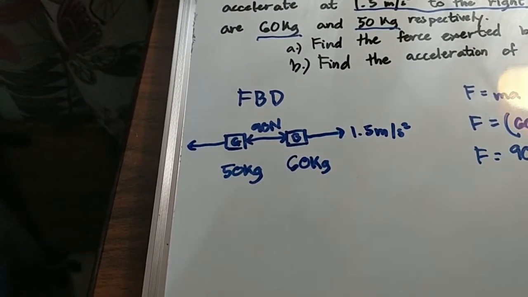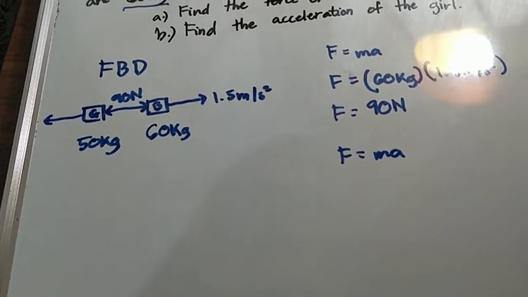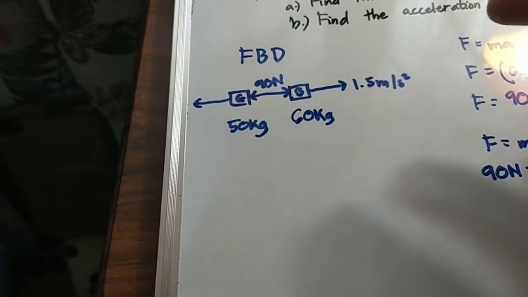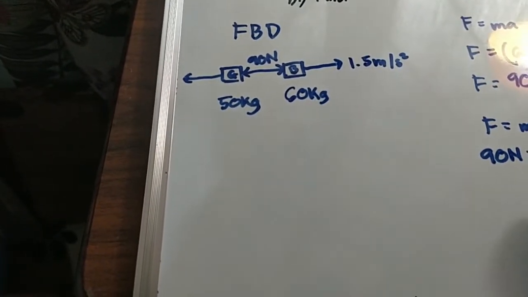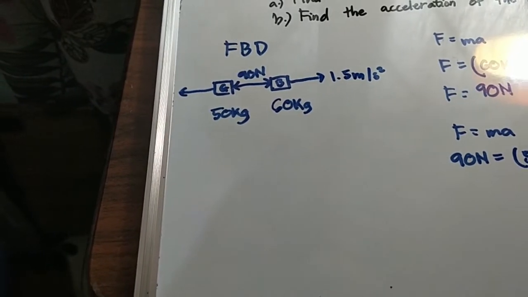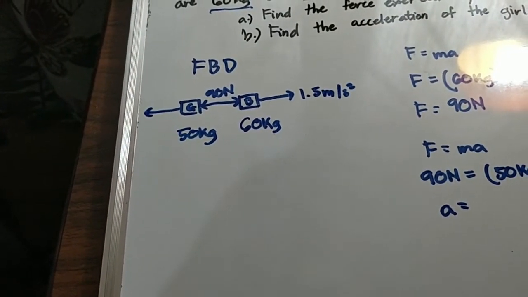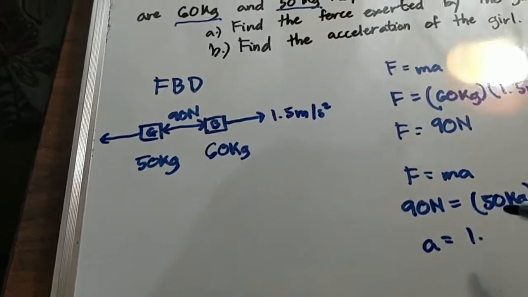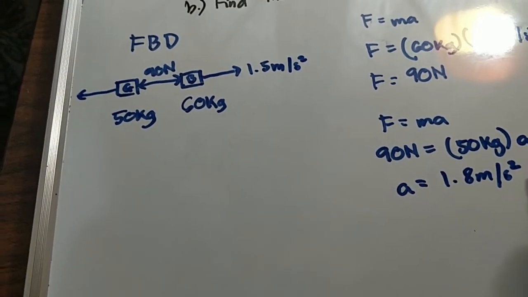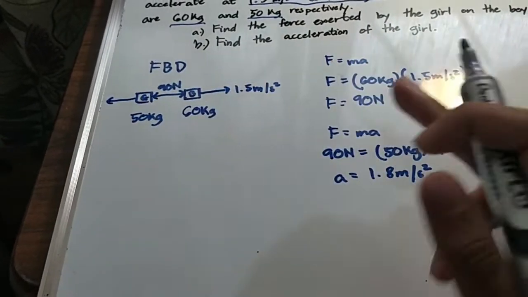Ngayon, nag-take effect din sa kanya yung force na binigay niya kay boy. So, force equals MA pa rin. Force, which is 90 newtons, is equal to, anong mass ang gagamitin natin? Mass nung girl, which is 50 kilograms. Then, ano yung acceleration niya ngayon? So, divide both sides by 50. Acceleration is equal to 90 divided by 50. So, 1.8 meters per second squared. Kapag sinabing acceleration and the magnitude, sasabihin natin to the left siya napadpad, hindi to the right din.